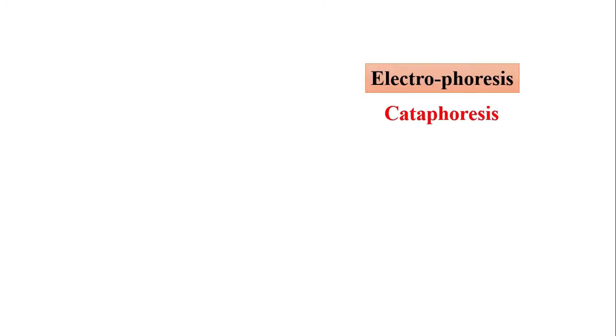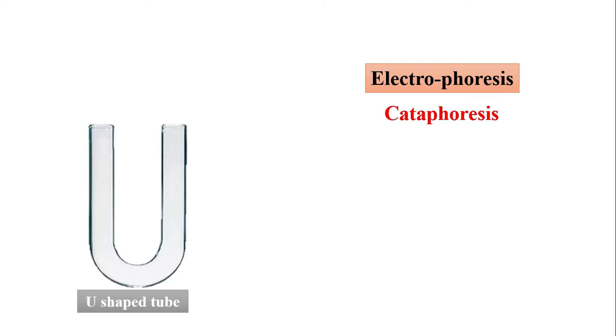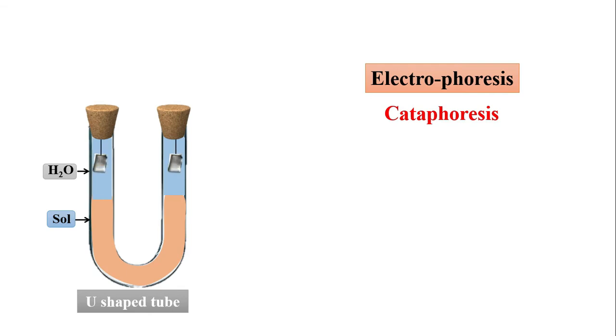Now let us see a process called electrophoresis, that is also called cataphoresis. Let us take a U-shaped glass tube. Let us fill that with the sol or colloidal solution, and water at the top. Now let us put two rubber corks and introduce two electrodes. One is a positively charged electrode and another one is a negatively charged electrode, as shown in the diagram. The colloidal particles present in the sol, as we already discussed, are charged in nature. So under the influence of an applied electric field, what happens, students?